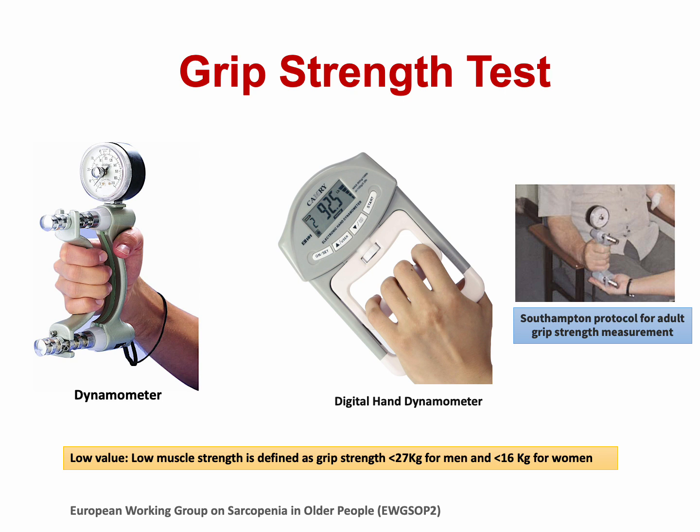The individual should sit or stand upright, maintaining a good posture. The arm being tested should be at a 90-degree angle at the elbow and held close to the body. The forearm should be in a neutral position. And low muscle strength is defined as a grip strength of less than 27 kg for men and less than 16 kg for women.